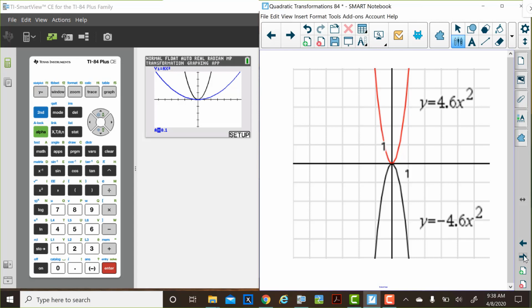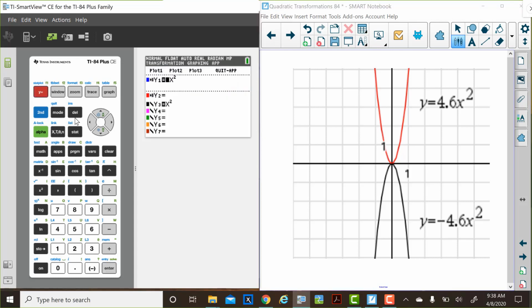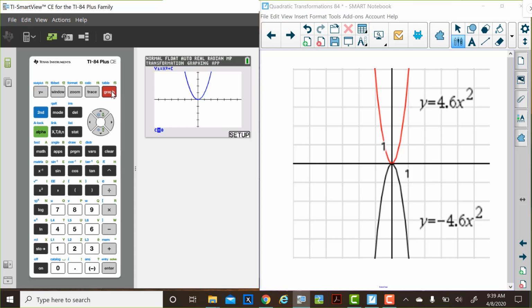Now let's explore another parameter. We'll change the parent function in a different way. So we'll go back to y equal, and this time we'll look at transforming the equation y is equal to x squared plus a constant, x squared plus c. And we'll delete the parent function for now. So let's look at the graph of this particular function.